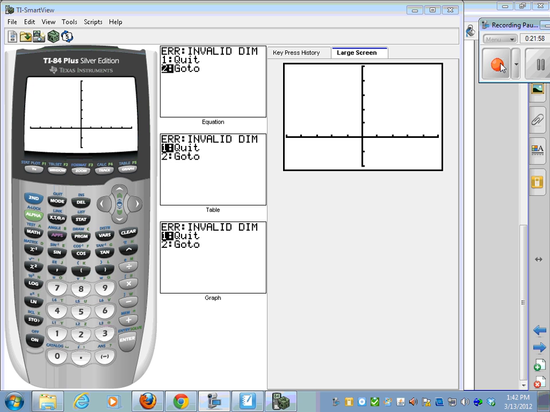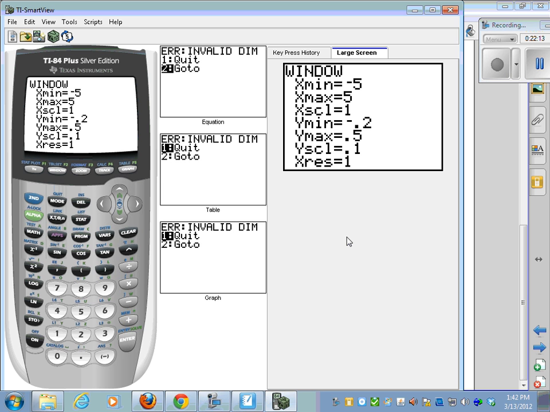Now, unfortunately, the shade norm feature clears when you change the window. So you have to do your window first and then do your shade norm. I've got my window set. Why do we set a window up? What I just told you: -5 to 5, -0.2 to 0.5. Okay, and now I'm going to have to do my shade norm again.